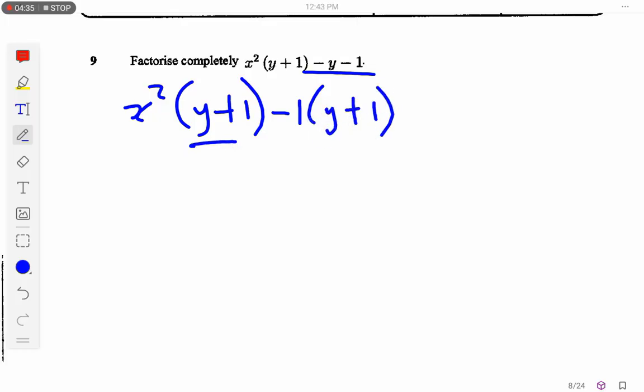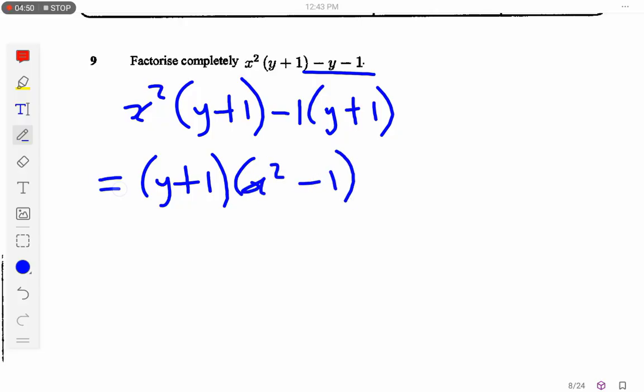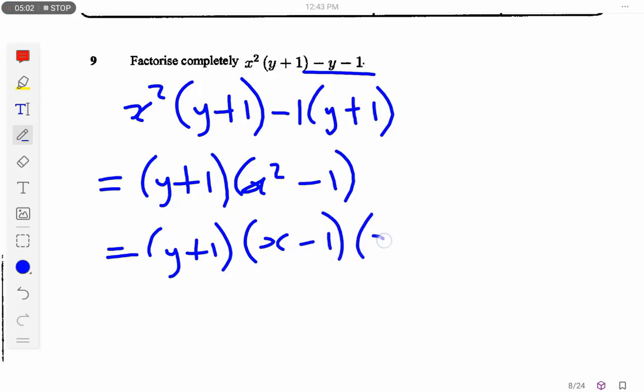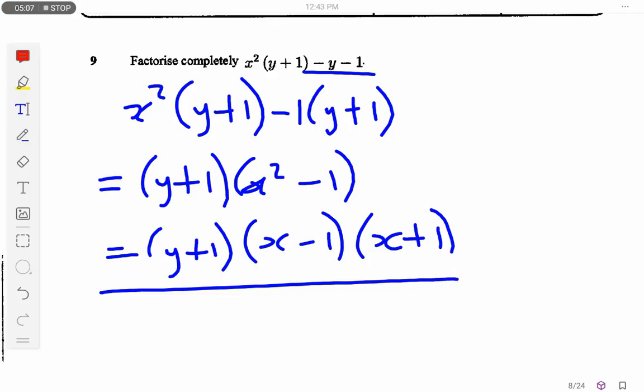Now I have got two similar groups there. So I can say this y plus 1, and now I take these ones together. They'll give me x squared minus 1, like that. Then you find out this is not the final answer for our question. This is a perfect square, and we can write it as y plus 1 times (x minus 1)(x plus 1), like that. So now we have completely factorized our question. Let's move on.